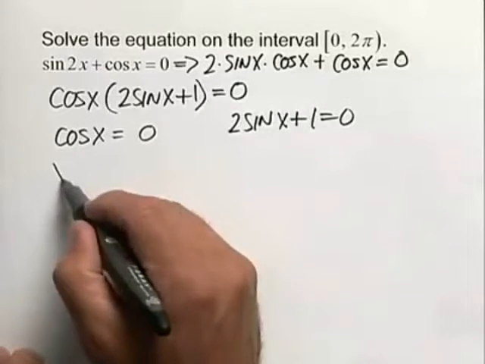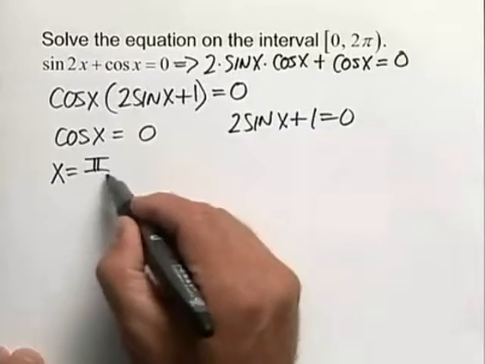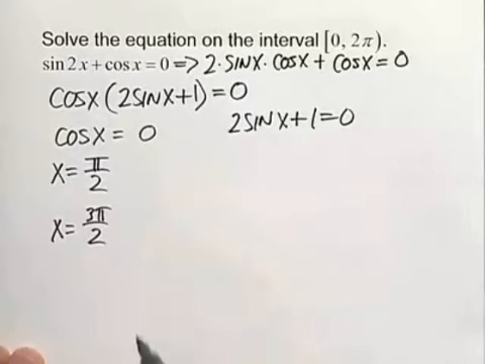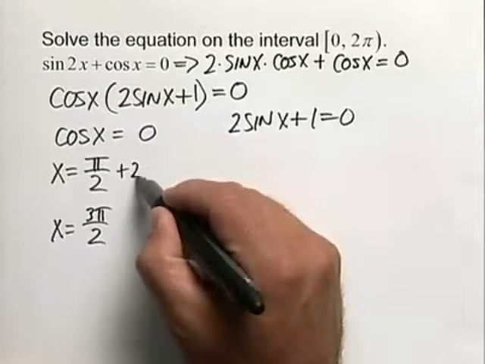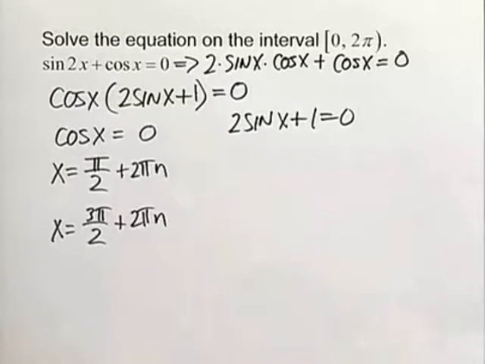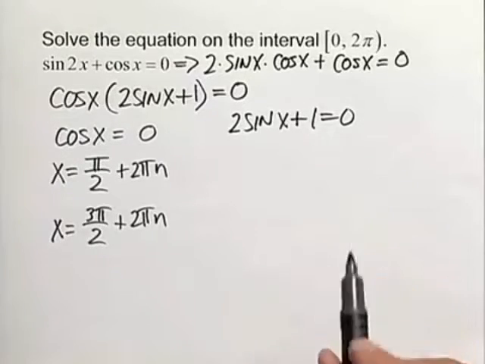We know that this occurs when x is equal to pi halves, and also when x is equal to 3 pi halves. As before, we have to address the periodicity of the cosine, knowing that that is 2 pi radians. We'll add in a 2 pi n here and a 2 pi n in there as well. We'll come back to that here in a moment. Now let's address our second equation.